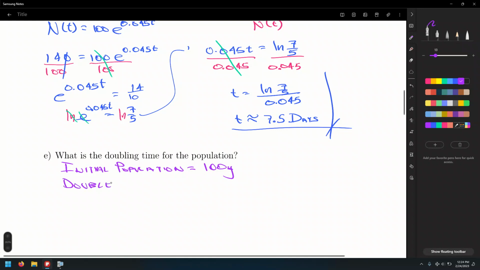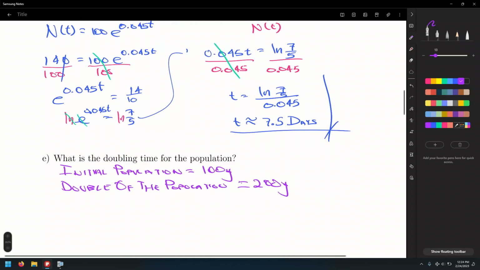Double of the population is going to be 200 grams. Now, we need to know the exact time in which we will have twice as much bacteria with respect to the initial population. So it's going to be a problem like the one that we just did in part D.